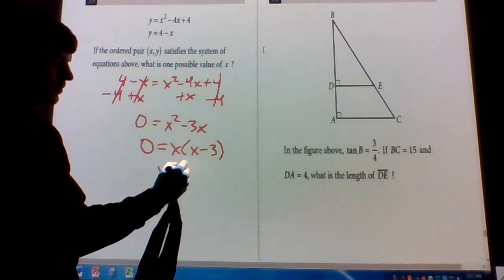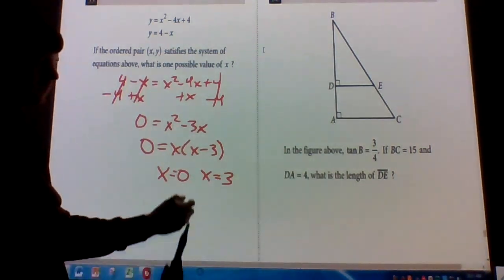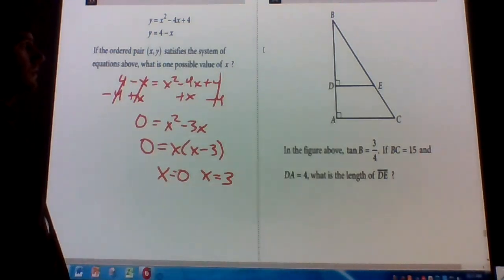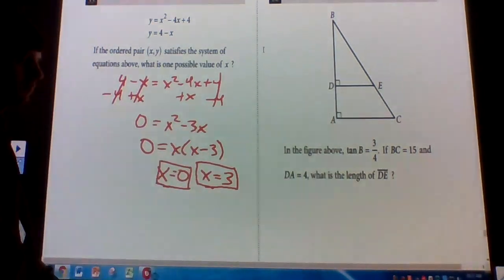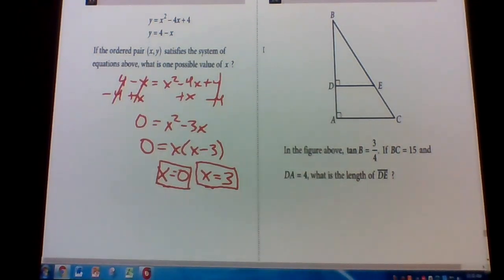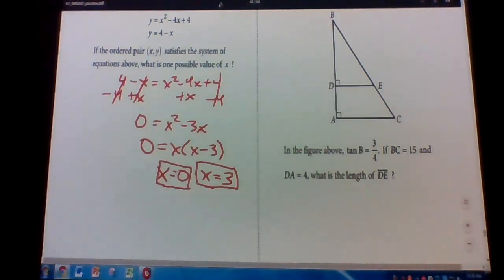So x equals 0, or x equals 3. Those would be your two x-intercepts. So basically those are your two solutions. X could be 0 or x could be 3. Yeah, menu 3-2 is a system of linear equations. But if you're not good at factoring, you don't know how to factor, once you put them equal to each other, we can graph it. So let's try that.